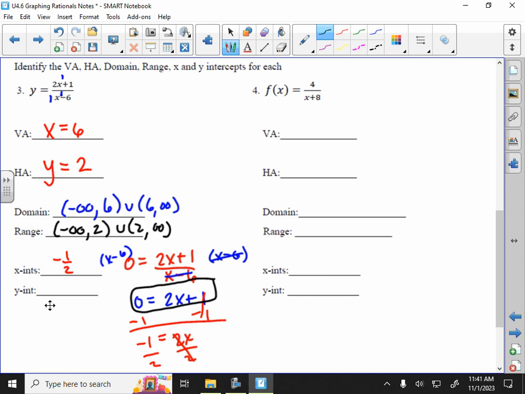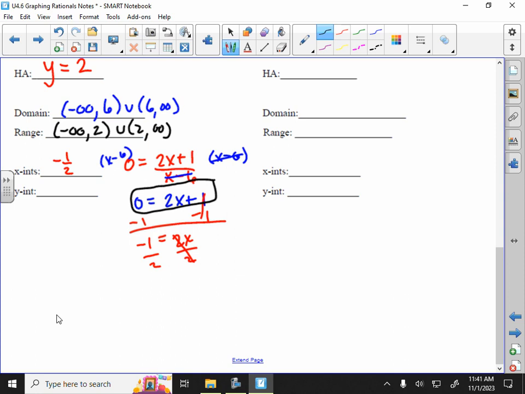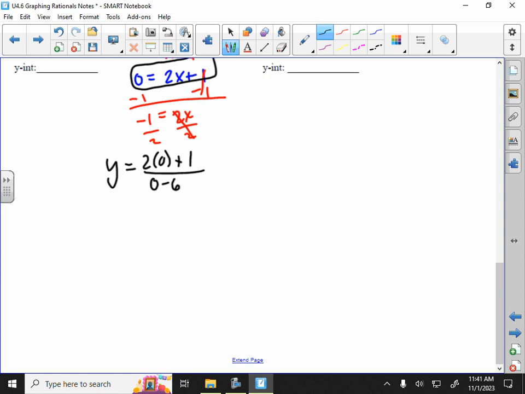Now to get the y-intercept, we're going to replace all the x's with 0 and solve for y. So y equals (2 times 0 plus 1) over (0 minus 6). Order of operations: you do everything on top, get it down to one number, and then do everything on the bottom, get it down to one number, and then if you can simplify the fraction, you want to simplify it. So 2 times 0 is 0, 0 plus 1 is 1. 0 minus 6 is negative 6. That's the same as negative 1 over 6. So that's our y-intercept, negative 1/6.